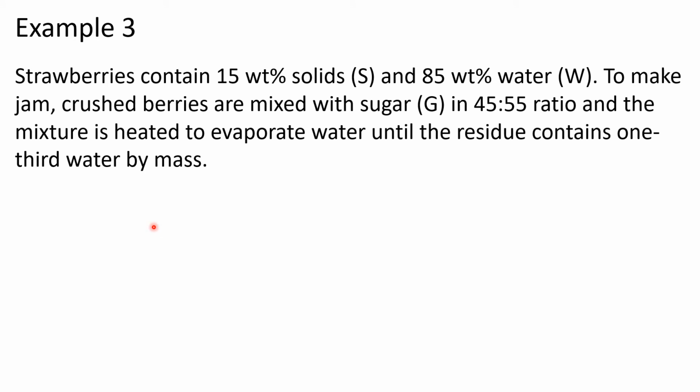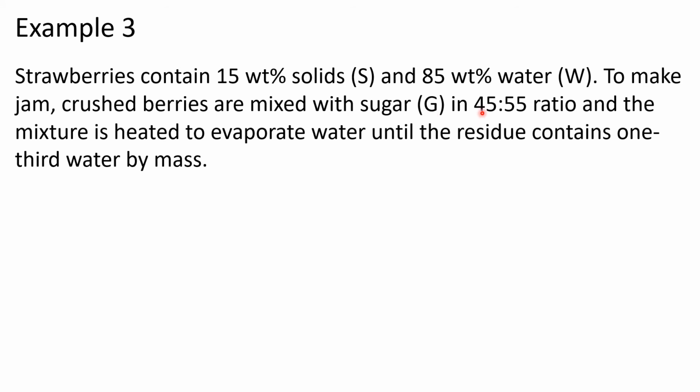The last example we're going to work in this lecture is the one for which we labeled streams in the previous homework assignment. In this particular example, we're taking strawberries, which contain 15% by weight solids. We'll use the symbol S to denote solids. And the balance, the remaining 85% by weight, is water. We'll use the symbol W to represent it. Now to make jam, we're going to take some amount of the crushed berries, and then we're going to mix them with sugar, and we're going to use the symbol G to represent sugar.